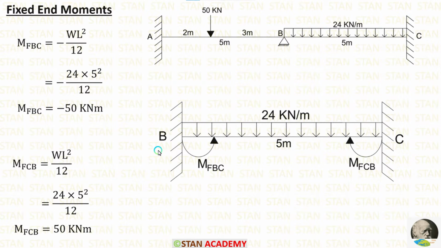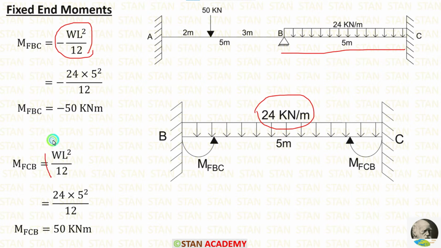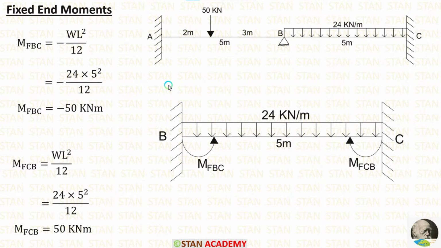Now let us calculate the fixed end moments in the span BC. In the span BC, we are having UDL acting for the full span. We have already seen the fixed end moment formulas minus WL square upon 12 and positive WL square upon 12. Let us apply the values inside the formulas. W is 24, L is 5. After calculations, we are getting M of BC is equal to minus 50 kN meter and M of CB is equal to 50 kN meter.